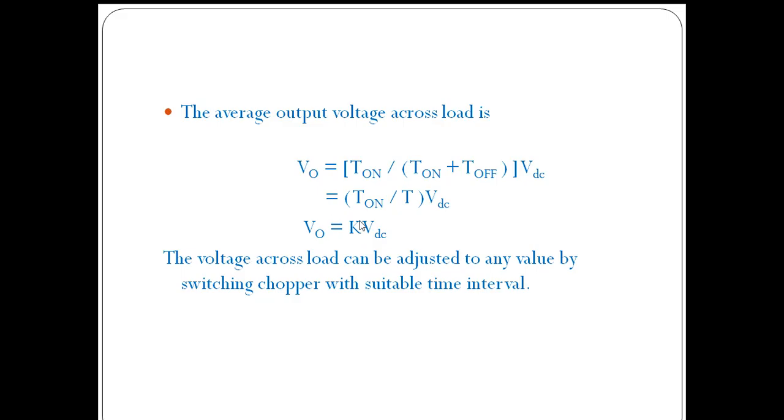So the voltage across the load can be adjusted to any value by switching chopper with suitable time period. So depending on the on time period of chopper, we are having the output voltage across the load. So depending on output voltage across the load, the motor will rotate. So this is how we are controlling the speed of the series motor by using chopper circuit. So this is regarding the speed control of series motor by using chopper circuit.